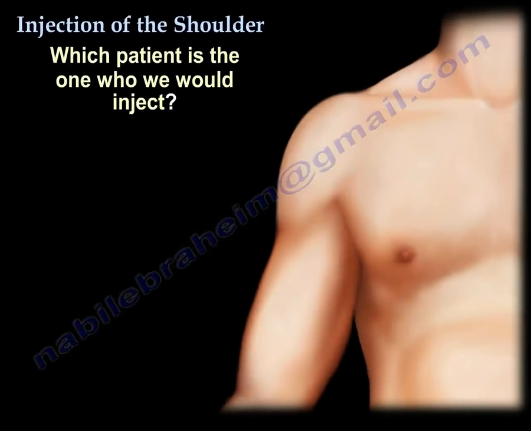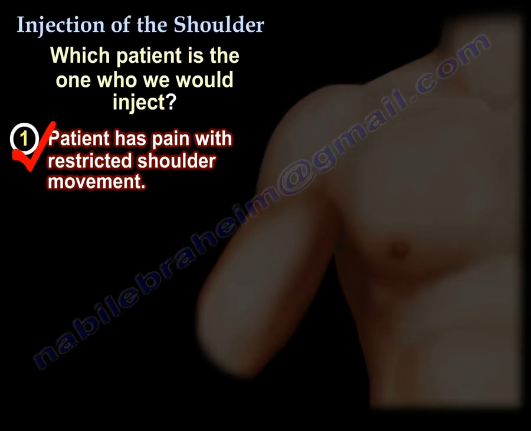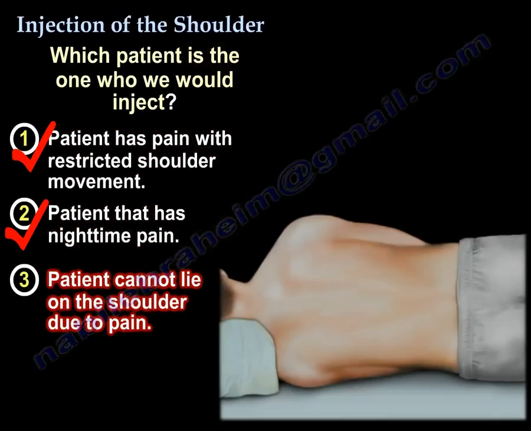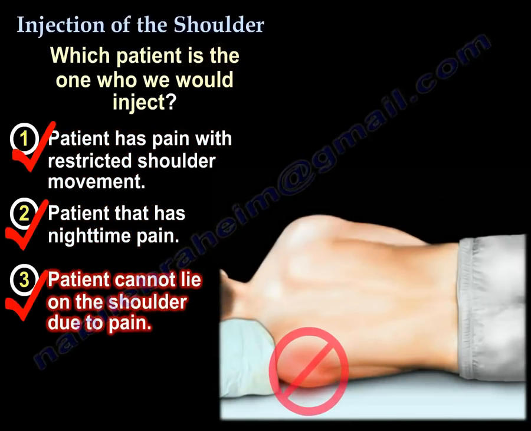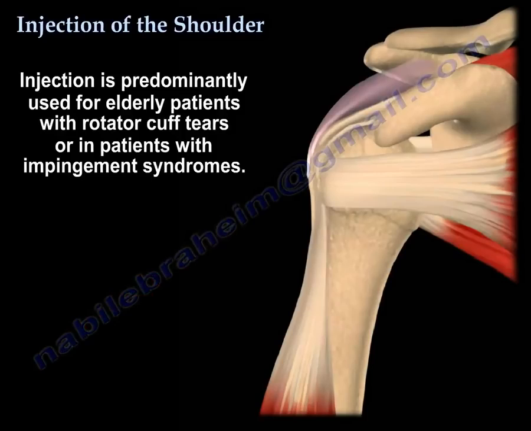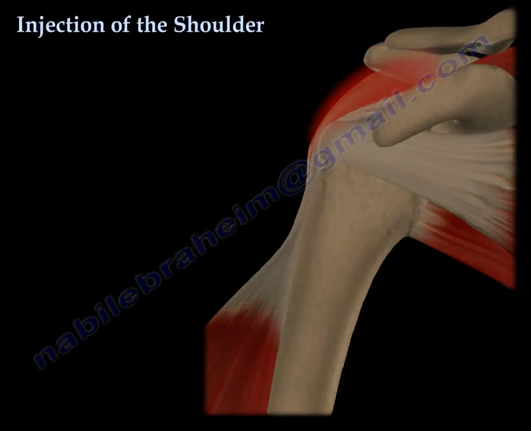So which ones do we inject? Patients with restricted shoulder movement, patients who have night pain, patients who cannot lie on the shoulder. Injection is predominantly used for elderly patients with cuff tears and for patients with impingement syndrome.